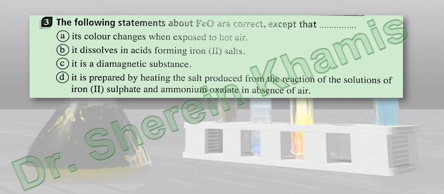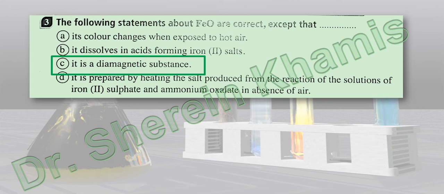Question number 3. The following statements about iron 2 oxide are correct, except that. One of them will be wrong. The first one: its color changes when exposed to hot air. It dissolves in acids forming iron 2 salt. It is a diamagnetic substance. And the last one: it is prepared by heating the salt produced from the reaction of a solution of iron 2 sulfate and ammonium oxalate in the absence of air. What do you think?